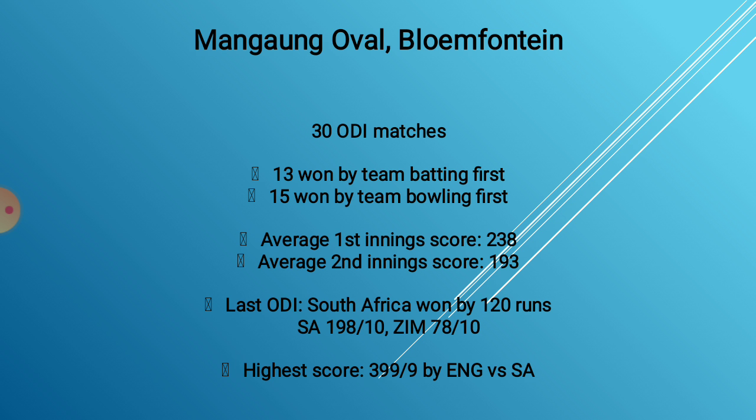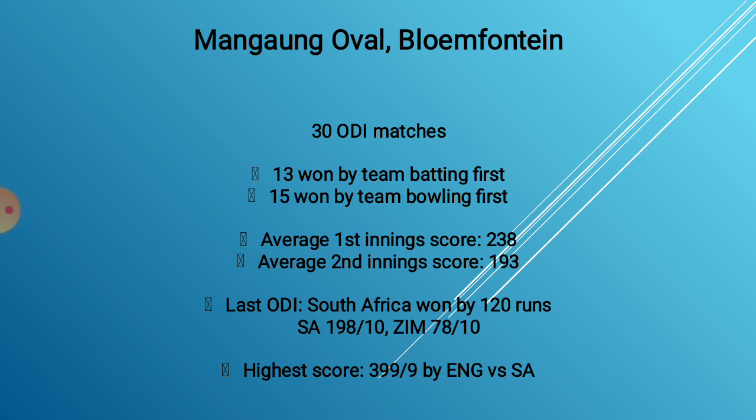Now the last ODI that was played here was between South Africa and Zimbabwe, where South Africa won by 120 runs. Whereas the highest score on this ground was scored by England against South Africa, which was a massive 399 for 9. Now the pitch at Manungan Oval has traditionally provided a fair balance between bat and ball. It's a flat surface but a touch slow. Both pacers and spinners, averaging 34.56 and 34.32 respectively, have had equal say in the proceedings. The difference here is the outfield though.